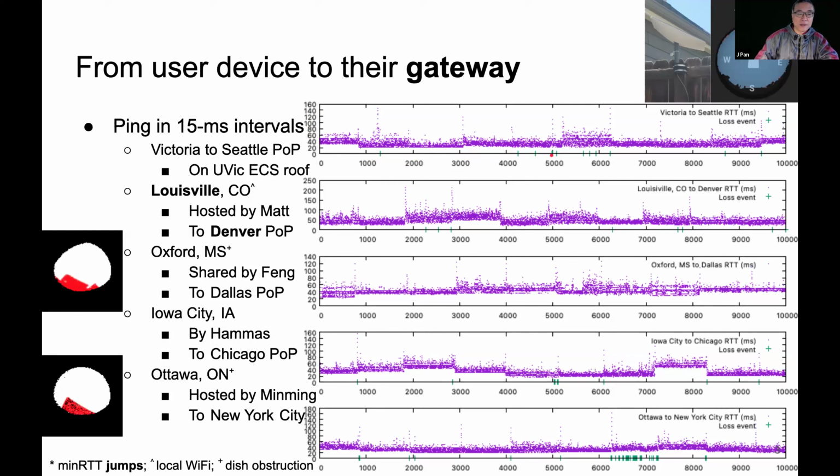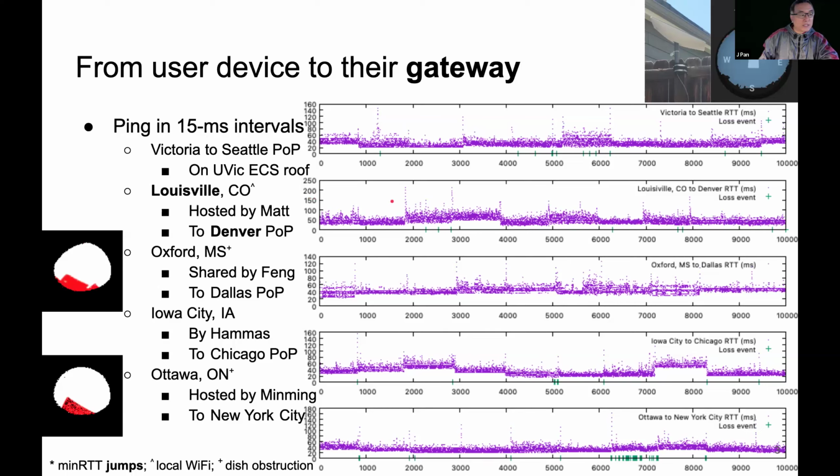In another location, hosted by our alumni student in Louisville, Colorado, they use the POP in Denver. At the time this picture was captured, the device accessed Starlink through Wi-Fi. And you can see that in this case, although there's no obstruction as well, the latency jumps up much wider. By the way, the y-axis in all these figures is different. We just want to see each behavior individually.